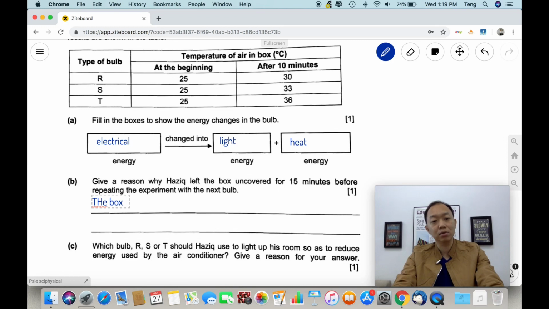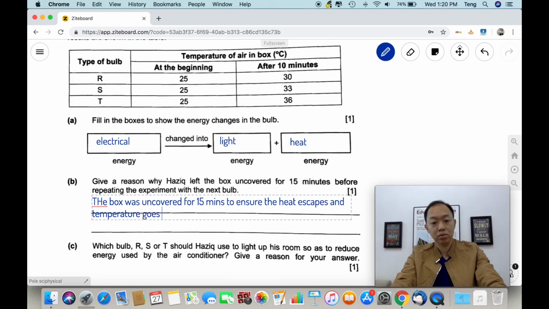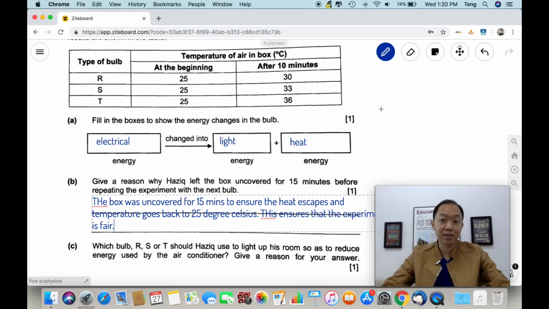So we start with: the box was uncovered for 15 minutes to ensure the heat escapes and the temperature goes back to 25 degrees Celsius. This ensures that the experiment is fair. That's it. Okay, ensure the experiment is fair.